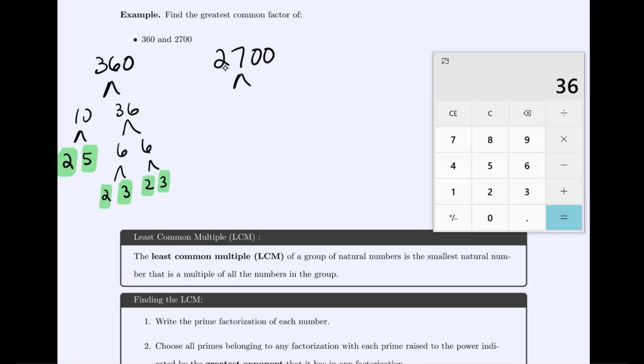Now for 2700, we could notice that 2700 having 2 zeros means it's divisible by 100. 100 is divisible by 10 itself, which in both terms could factor to 2 and 5. 27 we've seen before factors into 3 and 9, but 9 factors into 3 itself.